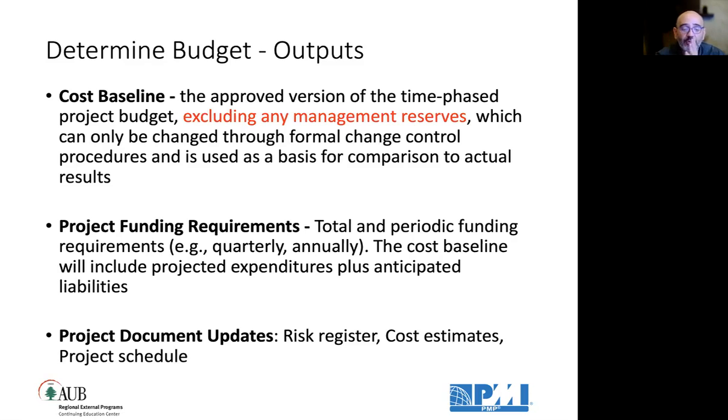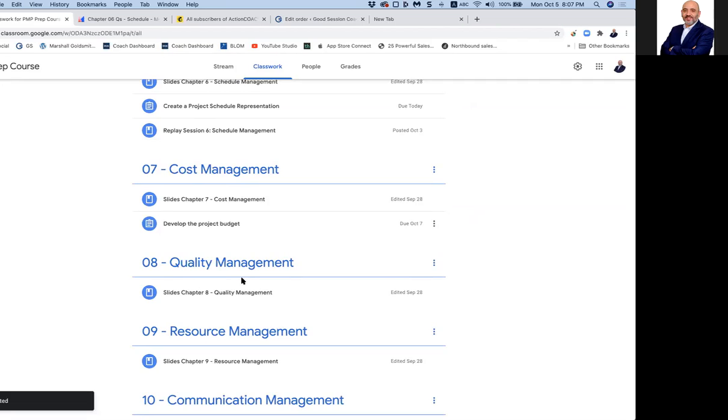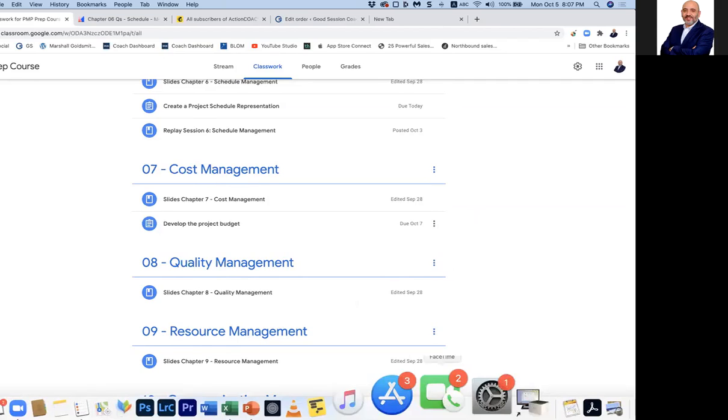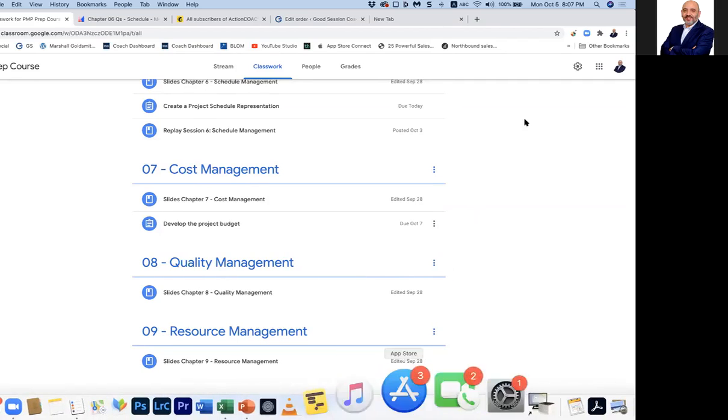And there are updates to the project documents like the risk register, cost baselines, and project schedule. Why? Because these are the triple constraints: cost, scope, and schedule. Let me show you how we can put what we've learned so far into Microsoft Project.